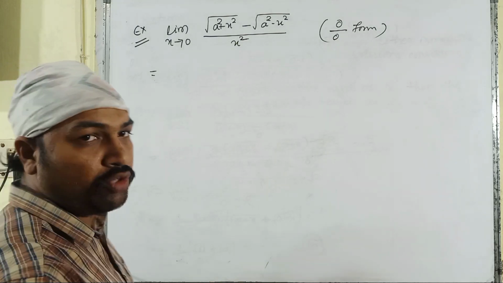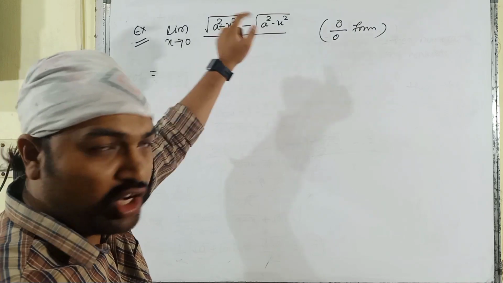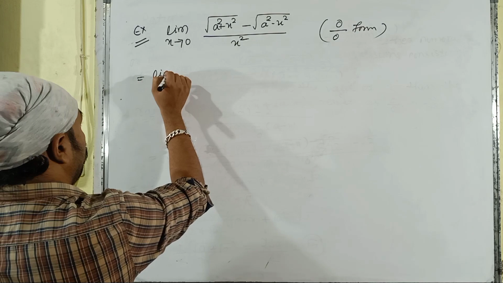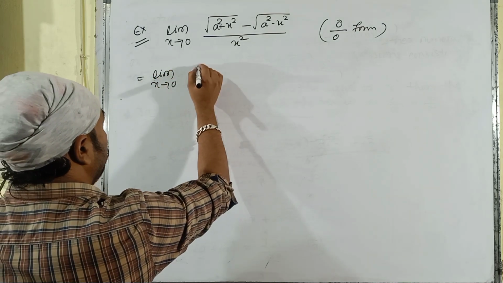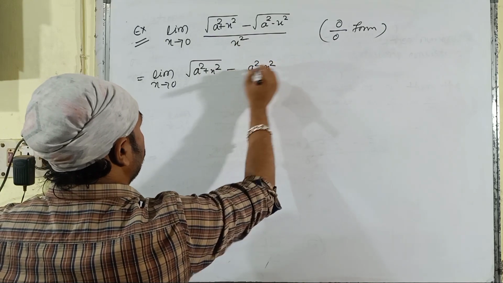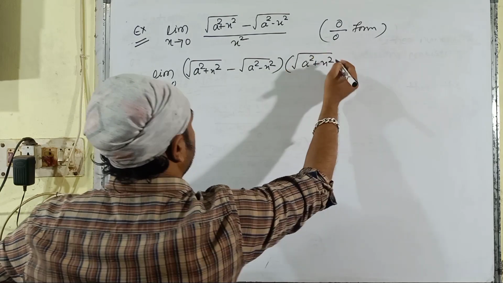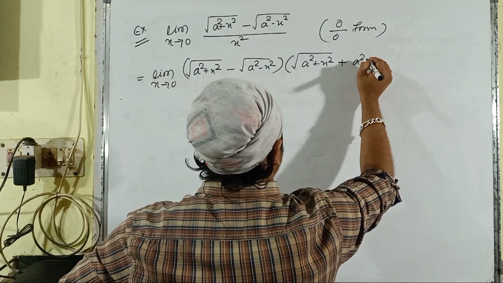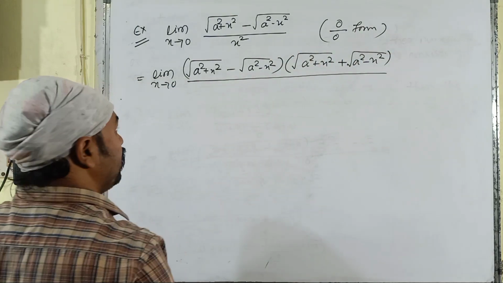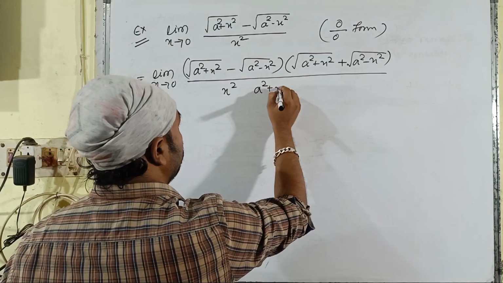So you have to use the rationalization method, by rationalizing the numerator, because square root exists in the numerator part of this function. So limit x tends to 0, square root of a square plus x square minus square root of a square minus x square, multiplied with square root of a square plus x square plus square root of a square minus x square, and again multiplying the same conjugate term in the denominator part also, x square multiplying with it.